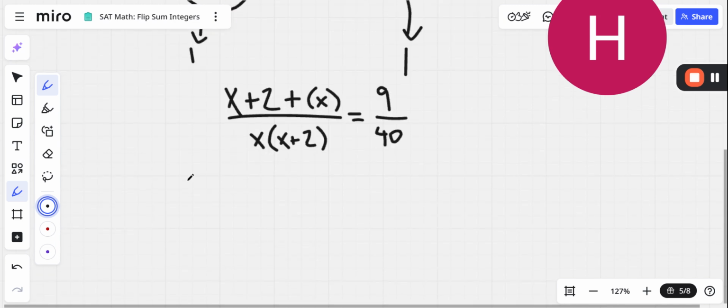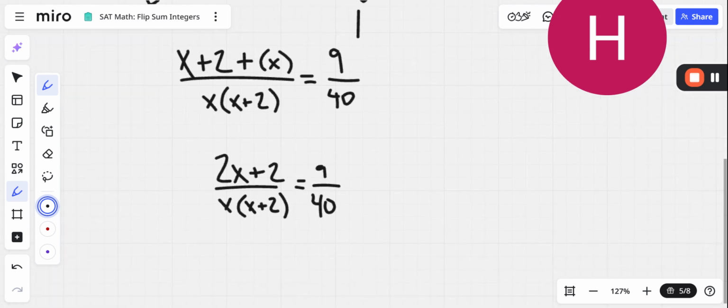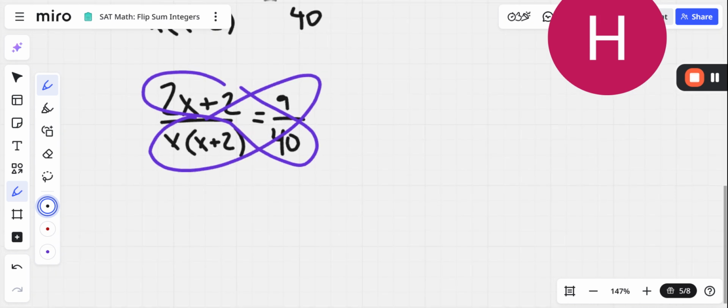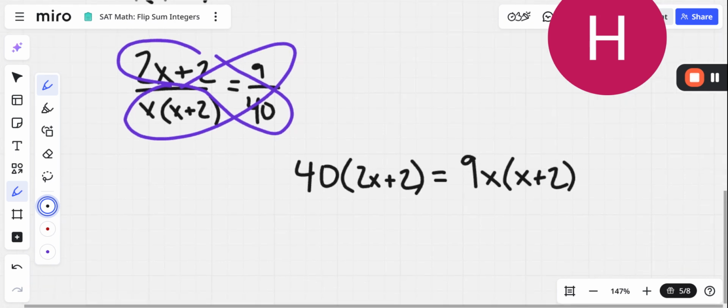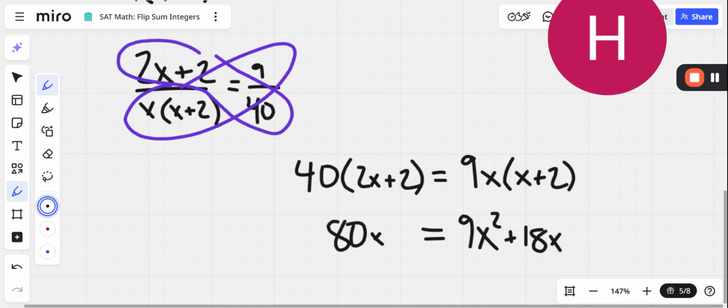So we can combine like terms on the top. We have 2x plus 2 over x times x plus 2. And that's going to be equal to 9 over 40. Now, what I would recommend is just doing some cross multiplication here. I would just cross multiply these things, and you'll end up with a quadratic. So you'll have 40 times 2x plus 2, I know it's a pretty big number, equals 9 times x plus 2. Okay, very simple. And this is going to turn into a quadratic, because if I distribute on the right side, you'll see that we have an x squared term. And on the other side, if I distribute, I have 80x plus 80.